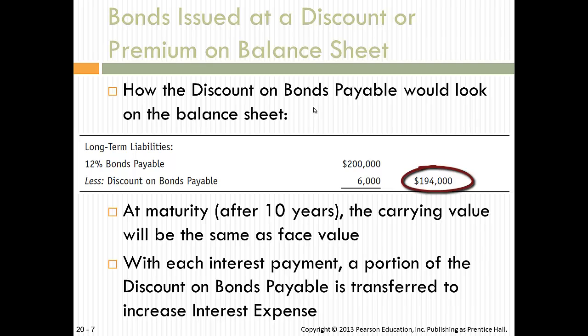Over time we will amortize the bond discount, which means we will write it off to bond interest expense. This will slowly decrease the amount in the discount on bonds payable account. By the time we get to the maturity date, the balance in the discount on bonds payable account will be zero, and the carrying value of the bonds will be the full face value of $200,000.